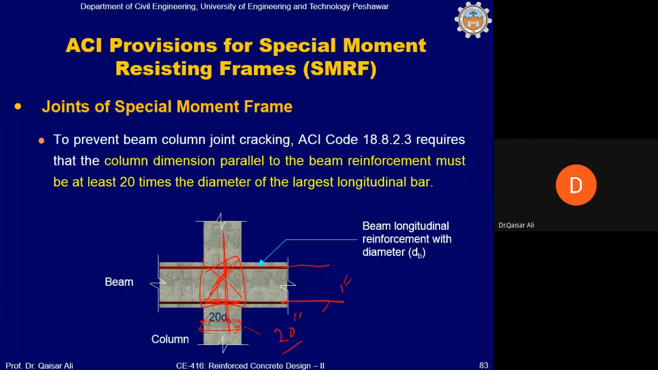So in the beginning you assume the size of a column, let's say 18 inch, and finally you come to know that due to the 1 inch diameter of the bar being used in the beam, the column size shall be 20 inch. You will have to change the column size to 20 inch. This is also one of the challenging requirements from a practical point of view.